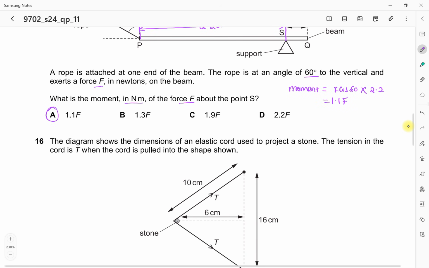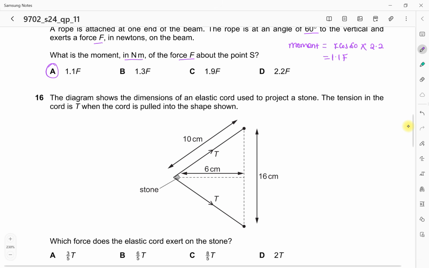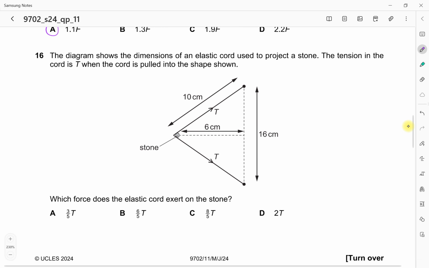The diagram shows the dimensions of an elastic cord used to project a stone. The tension in the cord is T when the cord is pulled into the shape shown. Which force does the elastic cord exert on the stone? So we just need to resolve the two tensions in this direction. When I resolve T, this divides into 2, so this distance here is going to be 8 centimeters. This will also be 8 centimeters to give us a total of 16.